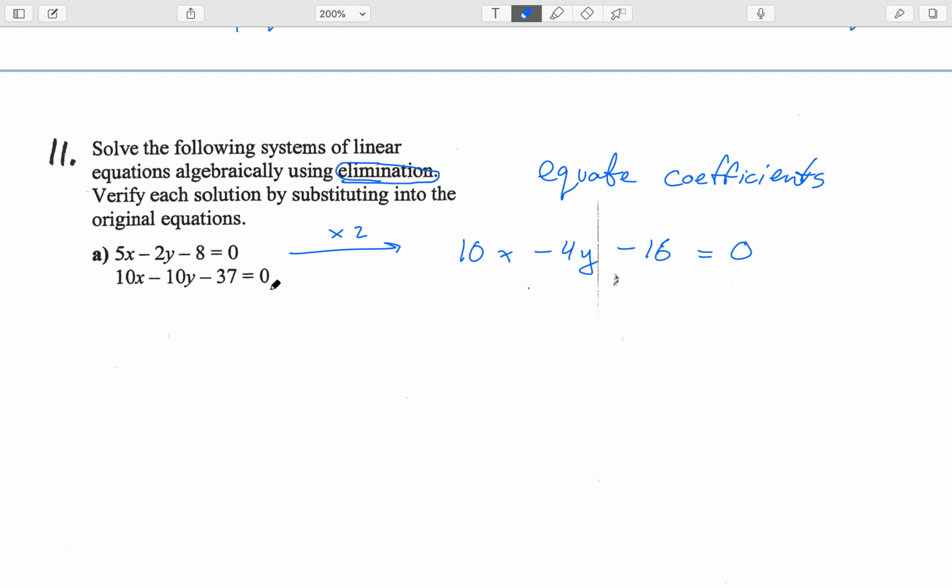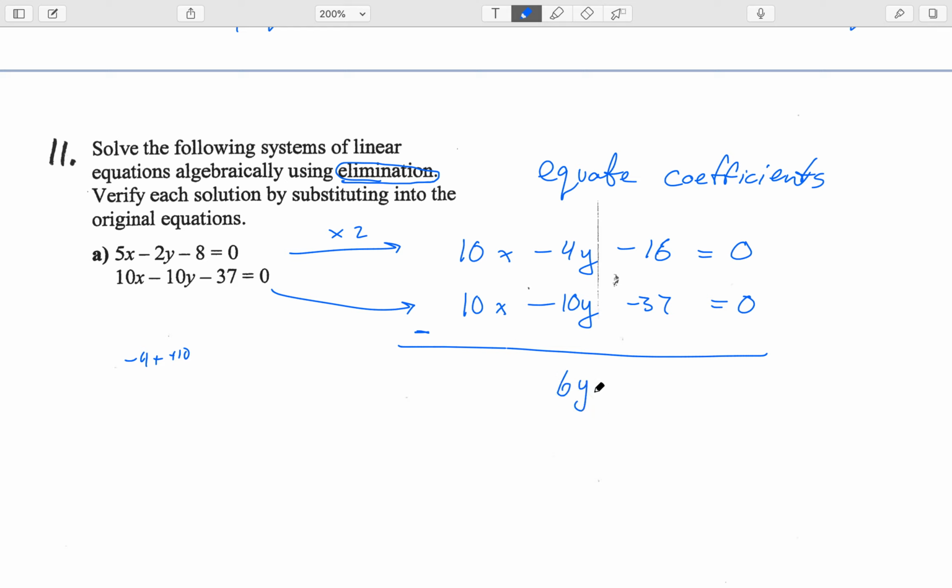What about this one? Leave this one alone. Don't change anything because it's already 10x. So 10x minus 10y minus 37 is equal to 0. So do I add these? No, if I add them, they don't cancel. I'm going to subtract them. 10 minus 10, 0. Minus 4 minus minus 10 is plus 10. That's 6y. Minus 16 minus minus 37 is plus 21. Plus 21 is equal to 0.